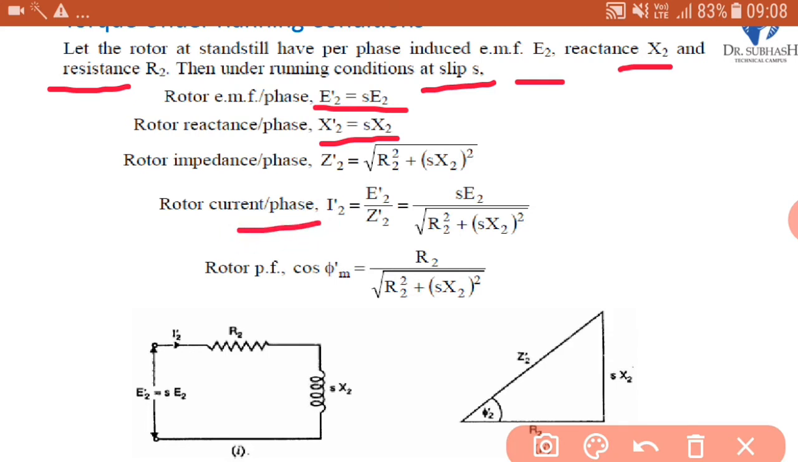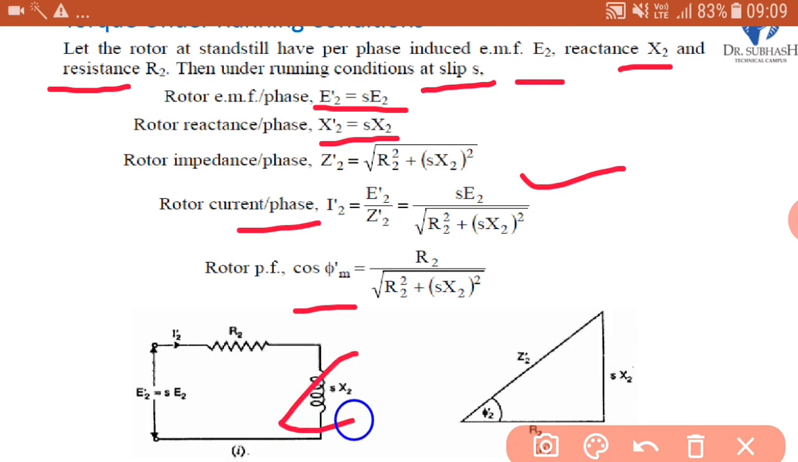Rotor current per phase I2 dash is equal to E2 dash upon Z2 dash. It means it is equal to S into E2 upon under root R2 square plus SX2 square. Rotor power factor cos phi 2 dash is equal to R2 upon under root R2 square plus SX2 square. So these are the formulas for torque under running conditions.